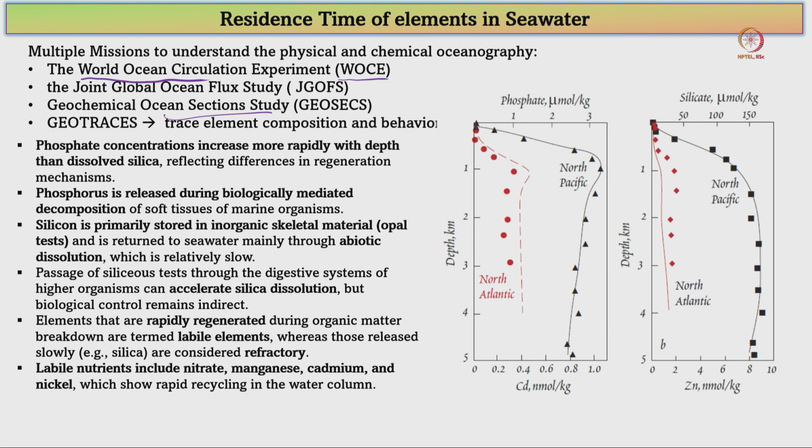For instance, here is an example of phosphate and silicate, and the differences that are there in the North Pacific Ocean and the North Atlantic Ocean. Okay, here also there is the North Pacific Ocean and the North Atlantic Ocean. Now the phosphate is the line, and cadmium is represented by the symbols. Here also silicate is represented in the lines, and zinc is represented as the symbols.